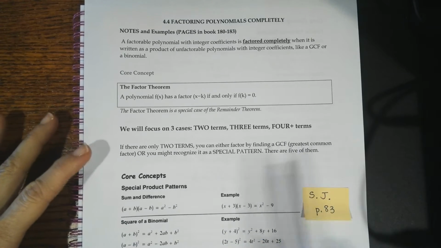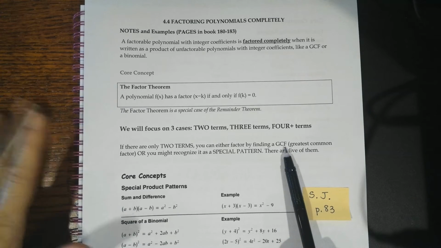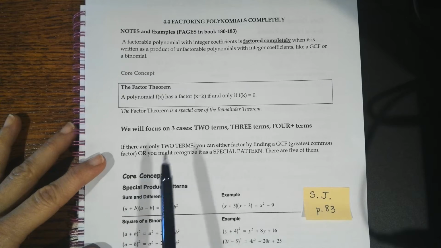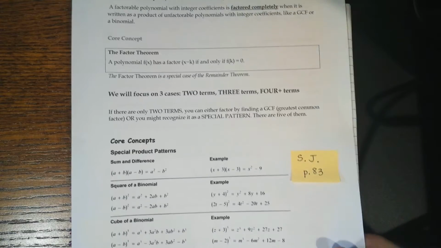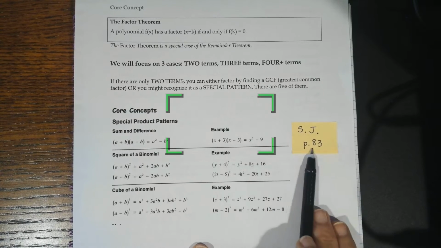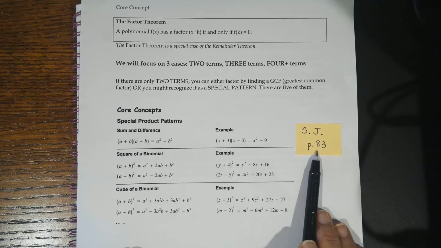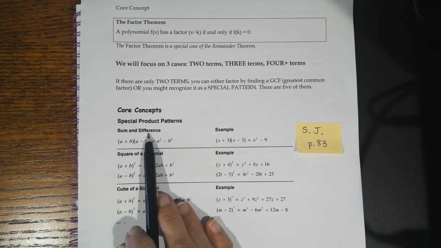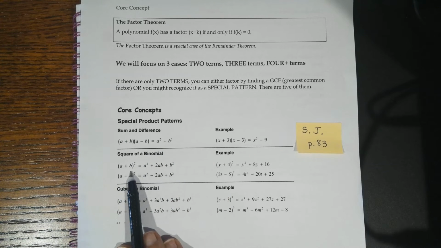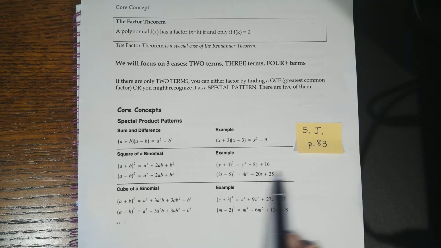First of all, if there's only 2 terms, you can either find a greatest common factor, which you've been doing for years and years. We'll do some examples. Or it might be a special pattern, and there's 5 of them we're going to go over. First of all, the sum and the difference pattern, which you should recognize, and if you don't, that's okay, we'll review. This is on your student journal, page 83, if you want to add notes to that. So if you recognize 2 terms, it could be a sum and difference, it could be a square of a binomial, a plus or a minus. It will follow this pattern with these examples.